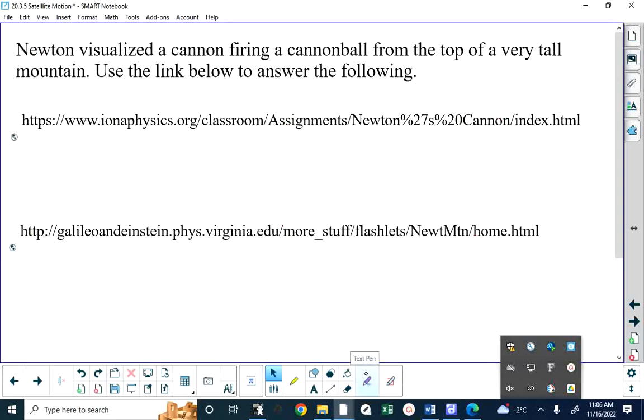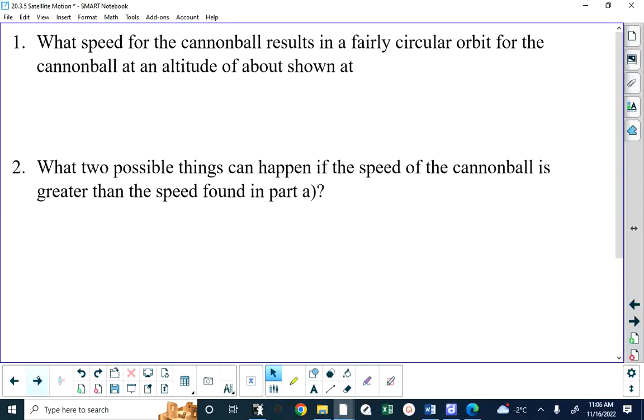So, this is on page 18. What speed for the cannonball results in a fairly circular orbit? See, there I'm hedging my bets. I'm saying it's not exactly circular. It's fairly circular. And the answer was about 7,300. Was that what we landed on? So about 7,300 meters per second.